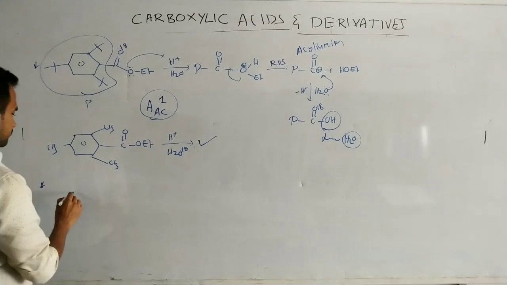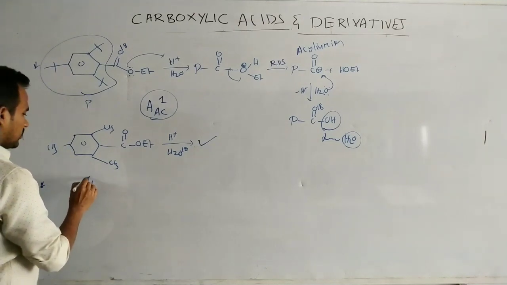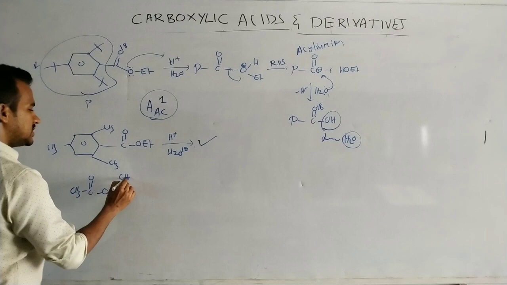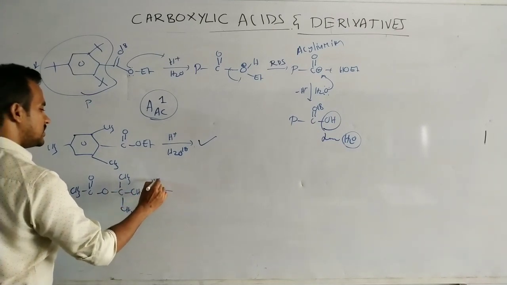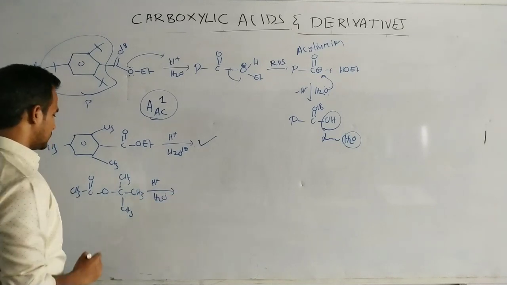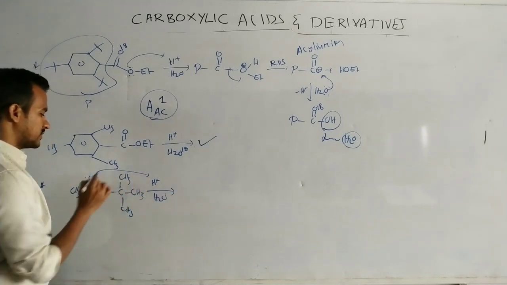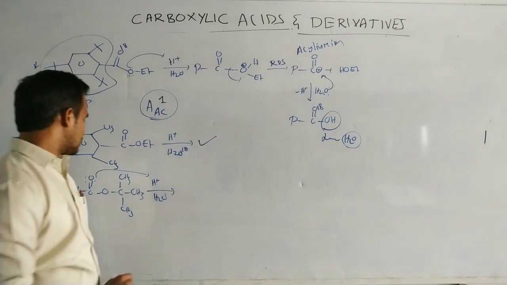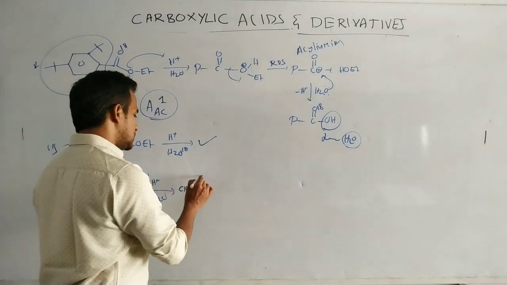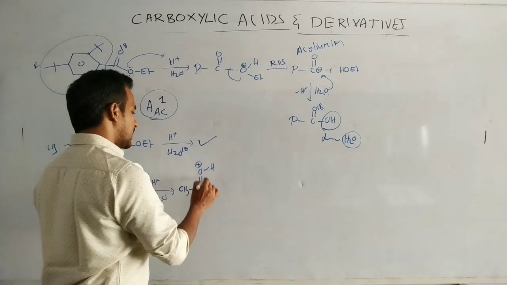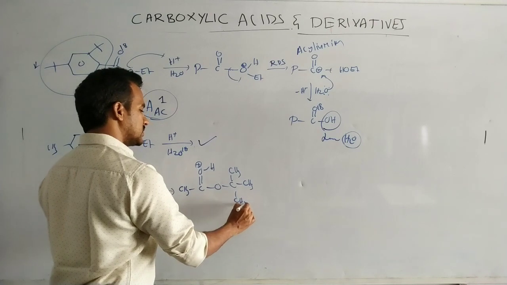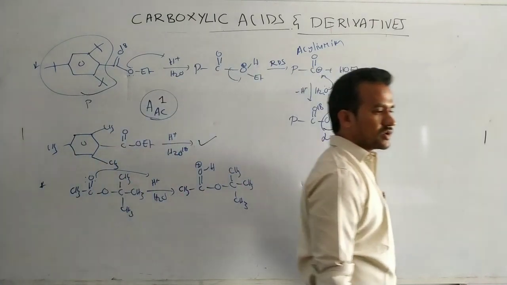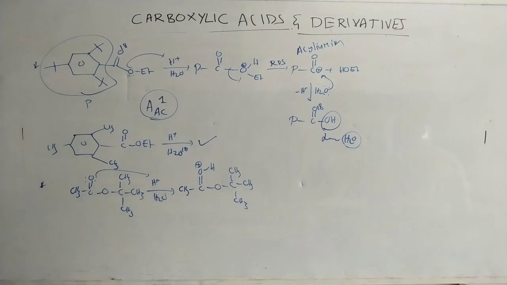And next, CH3C double bond O, here CH3 and CH3, acid medium hydrolysis. Now here protonation takes place on this oxygen. So CH3C double bond OH plus, oxygen, and this is tertiary butyl. Now after protonation of this one, bond breaking takes place.